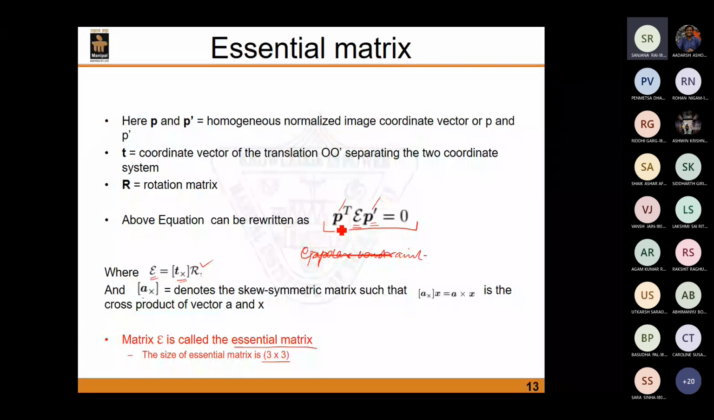So once you know P, and if you know the essential matrix, the essential matrix would contain the camera parameters, which consist of the translation and the rotation parameters. Once these two are known, you can easily find out the corresponding point P dash, and that is how this formula is being used, and this formula is what you call the epipolar constraint.